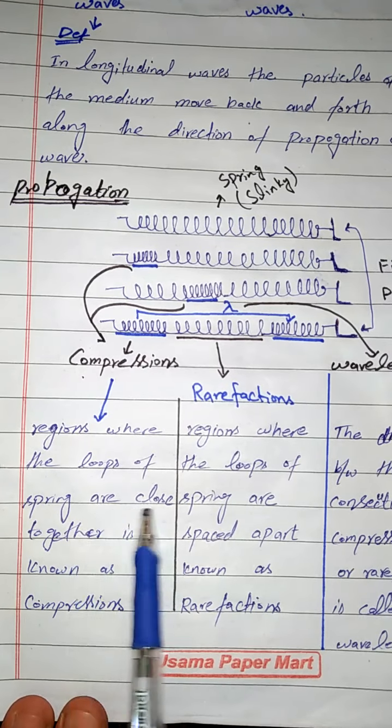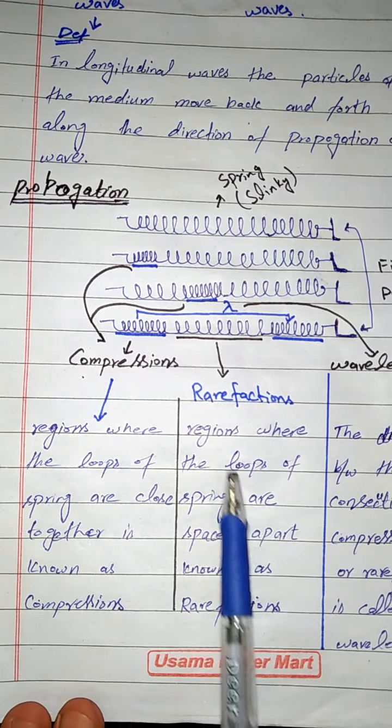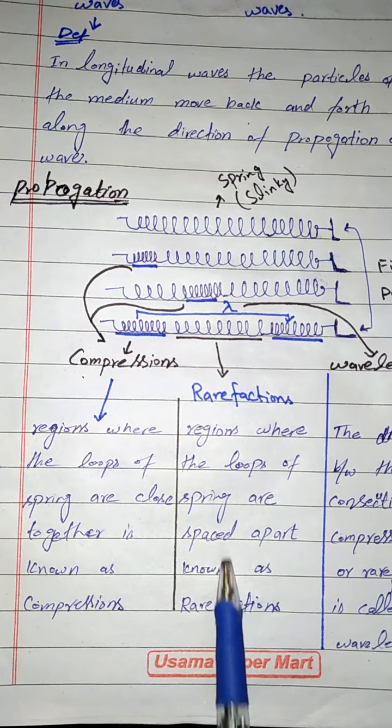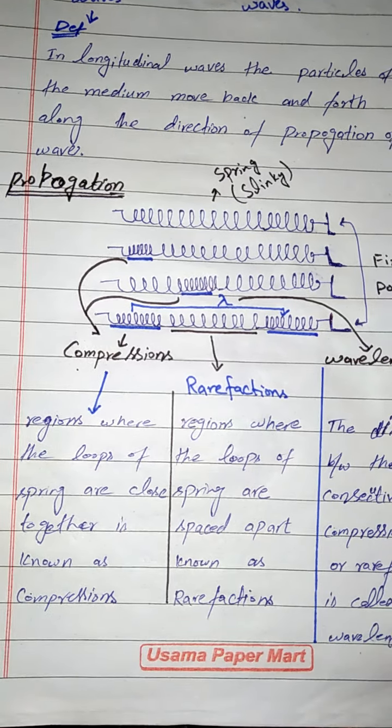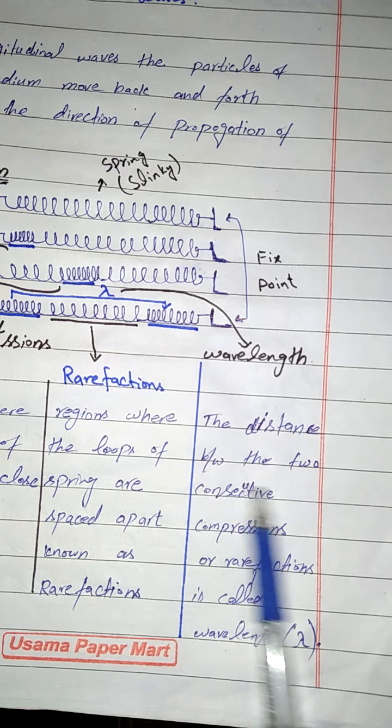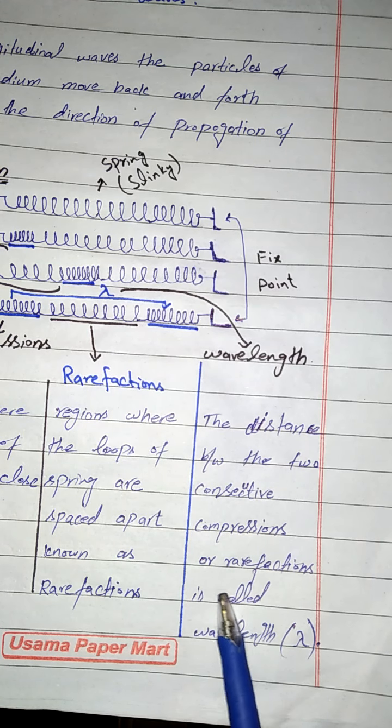Regions where the loops of the spring are close together are known as compressions. Alternately, where they are spread apart, those are rarefactions. The distance between two consecutive compressions or rarefactions is called the wavelength.